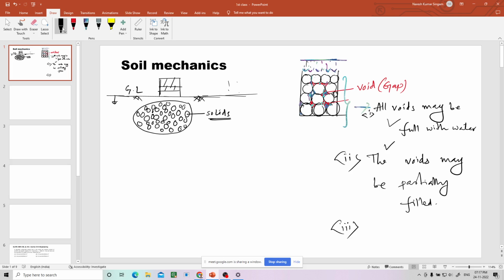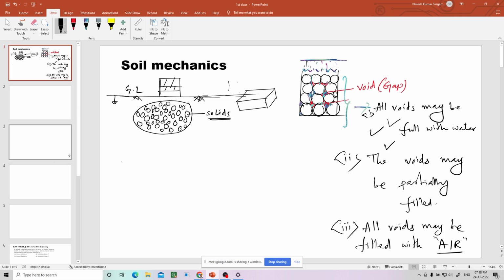And the third condition is there is no water, let us say it is completely dry. In summer, if you take the top part of the soil, it may be completely dry, you may not find any moisture in it. Then all the voids may be empty, all voids may be filled with air. So there are three conditions.